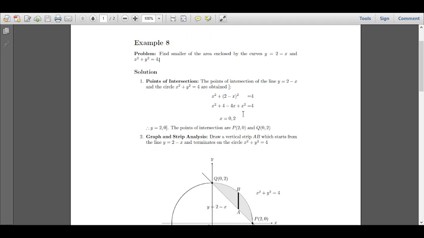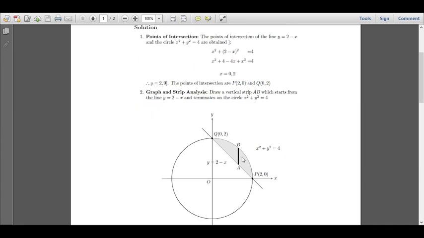Now this becomes, solving this, x equal to 0 comma 2. So if you substitute x equal to 0 here, we will get y equal to 2, and substitute x equal to 2 here, y equal to 0. So our points of intersection are (2, 0) and (0, 2).